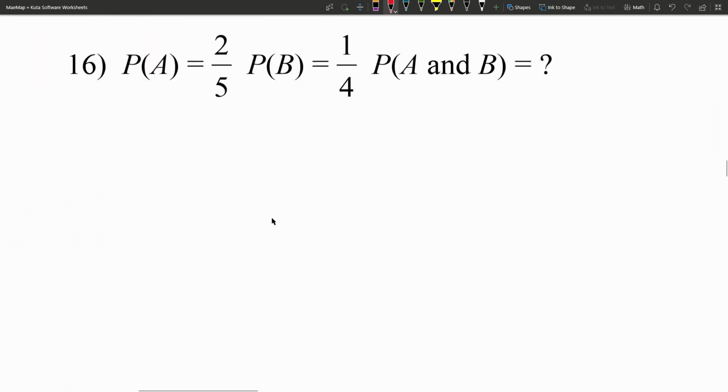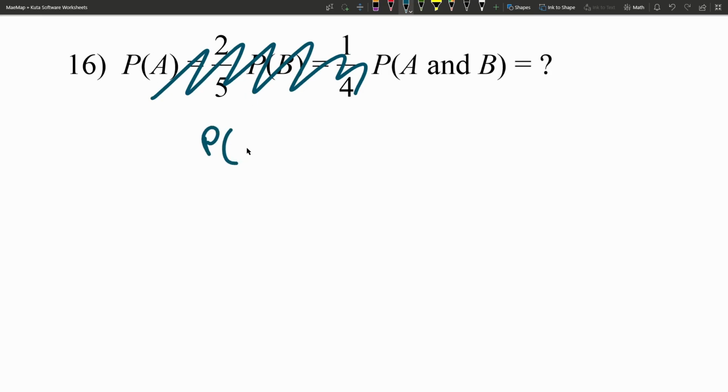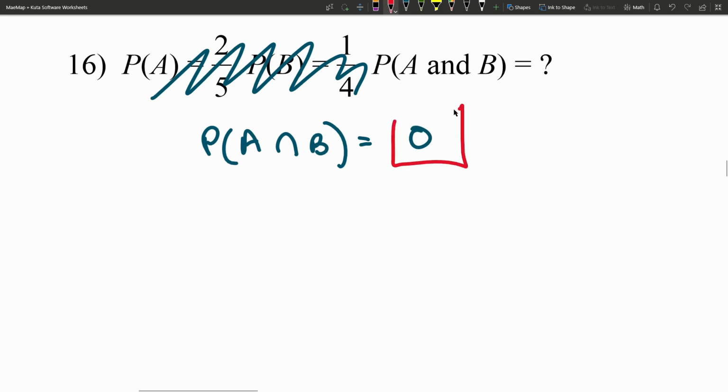Moving on to number 16, well, it's telling us to find the probability of A and B. I don't even care about this over here because if they're mutually exclusive, we know that the probability of A and B is equal to what? It's equal to 0. So 0 is our solution for number 16.